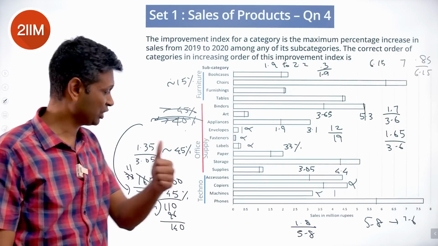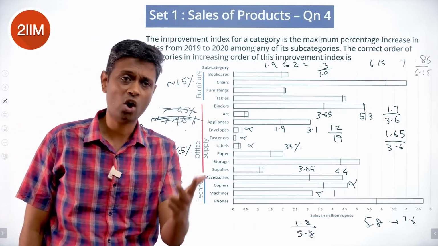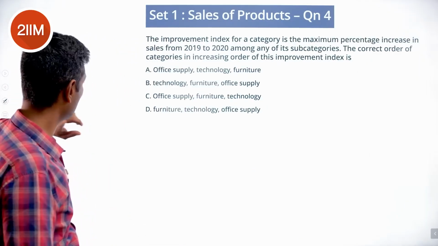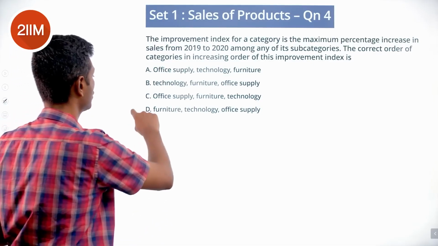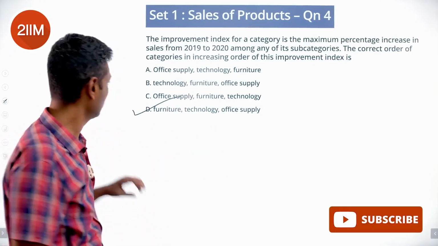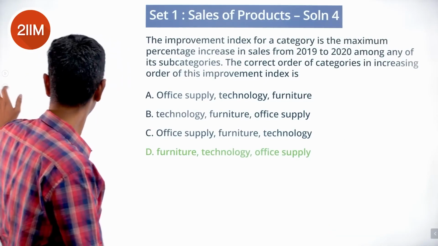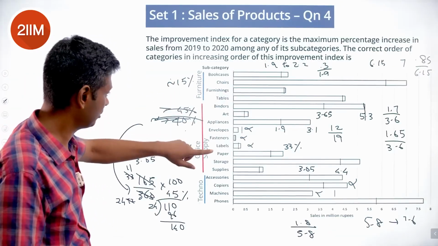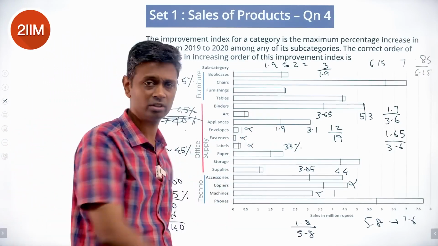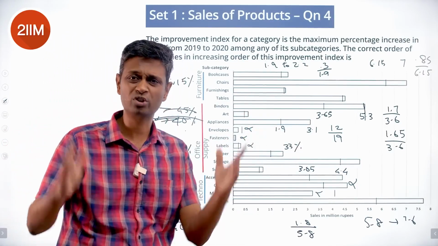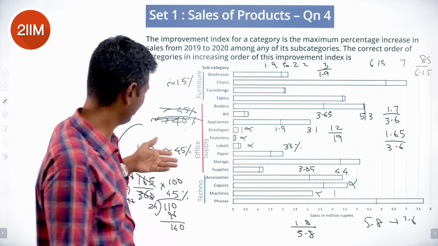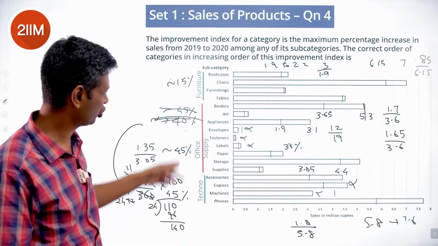So the order is furniture, technology, office supplies. Furniture, technology, office supply, which is choice D. That's the right answer. Yeah. I completely messed up the office supply number because appliances is through the charts. 1.2 by 1.9, which is nearly 2/3. That is way more than this. I was worried that it wouldn't be this close.